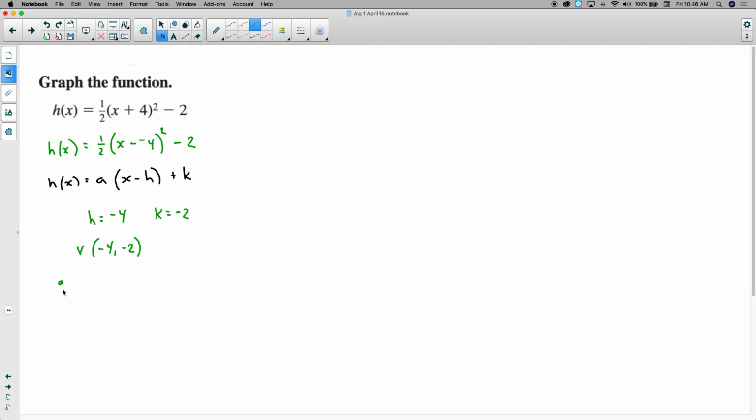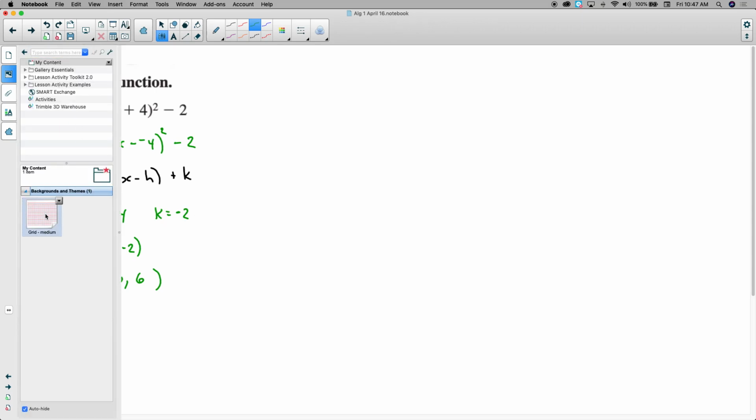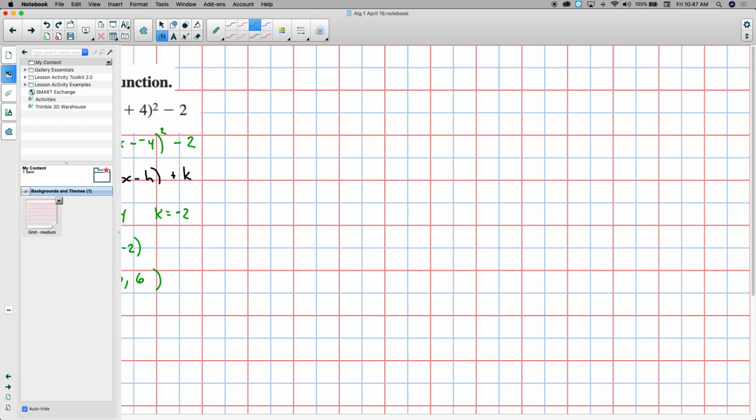And let's see, the y-intercept is 0, and I'm going to make quick work of putting in 0 here. So if I put in 0, I get 4 squared, which is 16, and a half of 16 is 8, and 8 minus 2 is 6. Okay, so let's see if we can get this all to jive up when I make my picture.